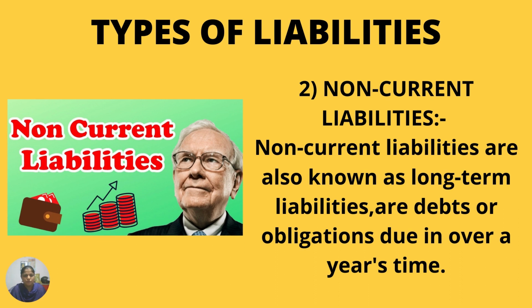And the second type of liability is non-current liabilities. What are non-current liabilities? Non-current liabilities, also known as long-term liabilities, are debts or obligations due in over a year's time. Non-current liabilities are long-term liabilities, and they are for a period of 2 years, 3 years.